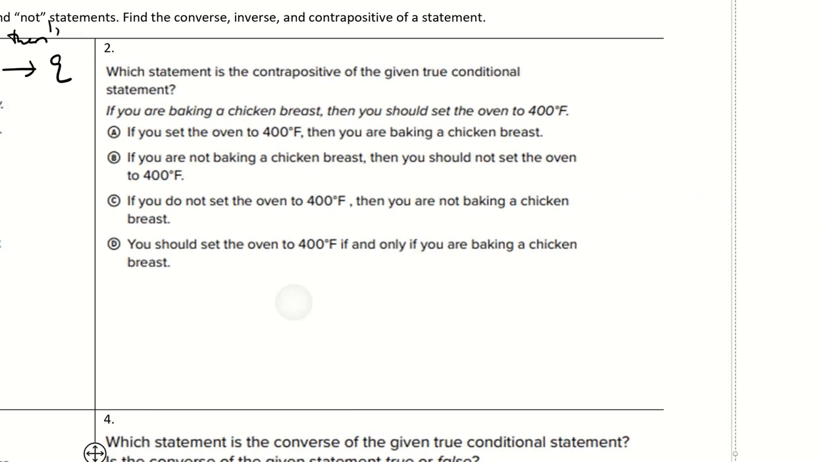So just to give you some extra examples. Which statement is the contrapositive? So this is P and this is Q. So we got to do not Q implies not P. So in that case, Q is going to go first and then negate it. If I do not set the oven to 400, then I will not be baking a chicken breast. Okay? So if you do not set the oven to 400, then you're not baking a chicken breast. That's C.